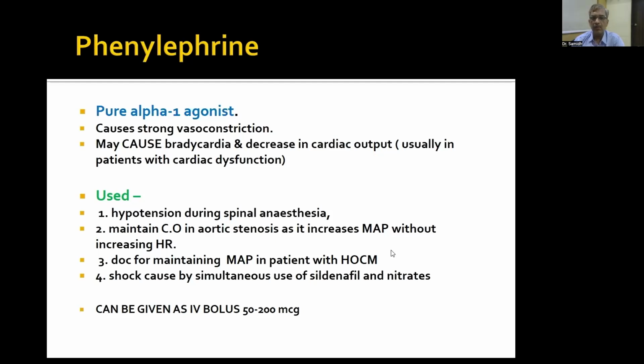As it causes an increase in mean arterial pressure, there is no increase in the gradient across the aortic valve, and that is why it is used in the treatment of shock in patients with aortic stenosis or HOCM. It is also useful in treating the shock caused by simultaneous use of sildenafil and nitrates.